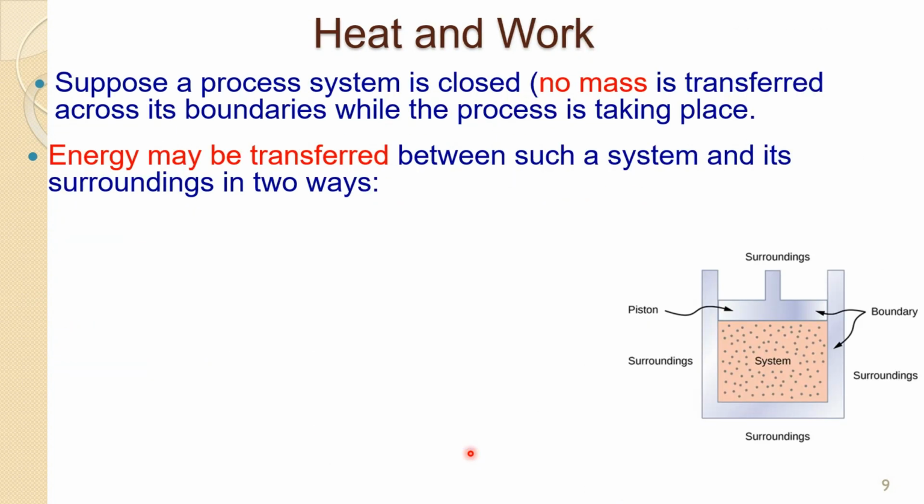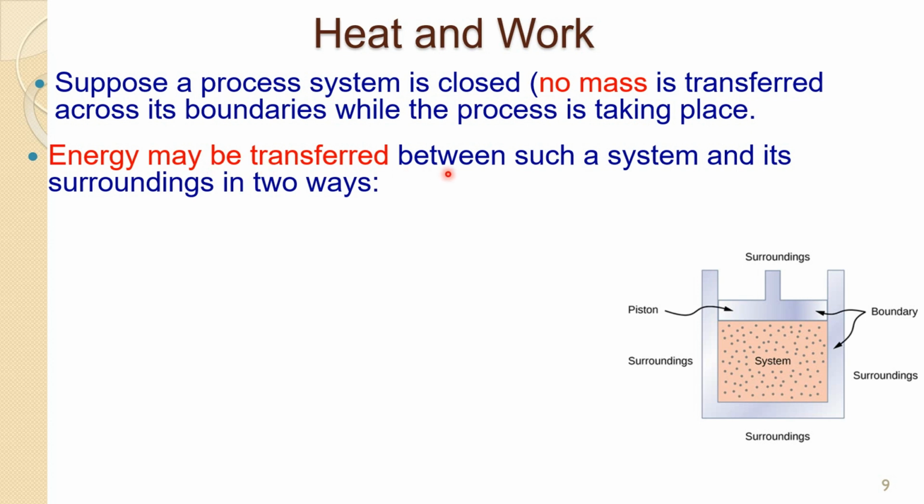So now we already know kinetic energy, potential energy, and internal energy. There are another two terms we want to know. One is called heat, another is called work. So what is heat? Let's think of this. Suppose a process system is closed, so no mass transfers across its boundaries while the process is taking place. This is the mass inside, the piston here, and the surroundings. So no mass moves away from this system.